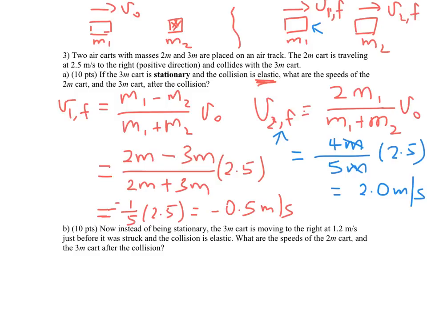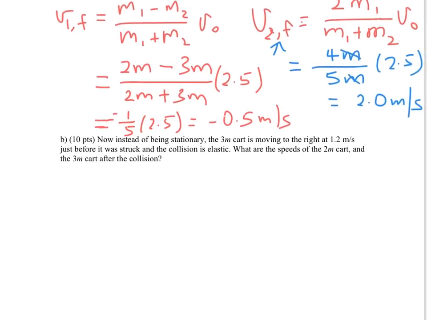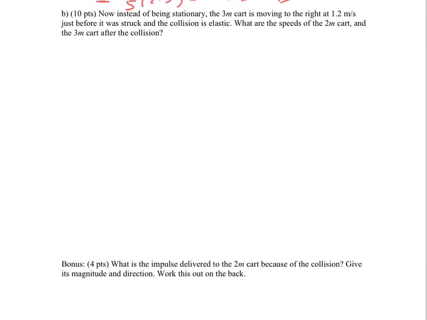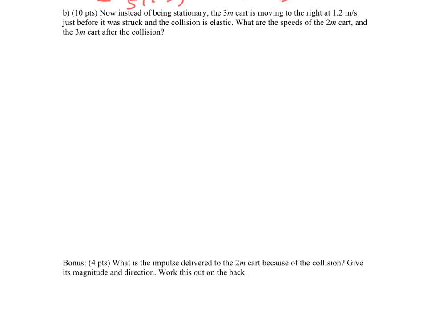Now, unfortunately, part B is a lot more challenging because it is once again an elastic collision. So now, instead of being stationary, the 3m cart is moving to the right. So now it is a little bit more difficult, unless you see something that I will present in class, which is that in an elastic collision, you can derive this formula. And this formula can be written this way.